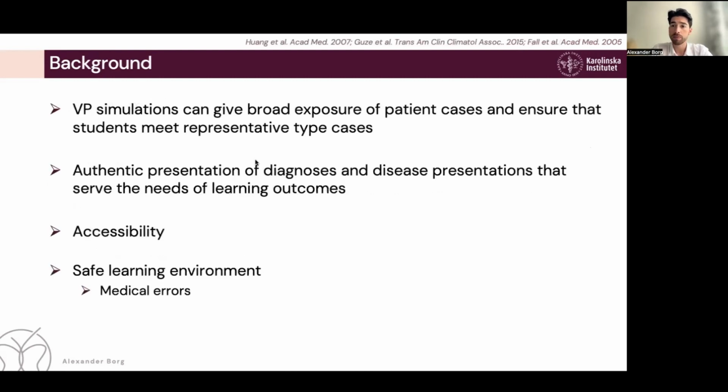They can give a broad exposure of patient cases and also ensure that students meet representative type cases. They give disease presentations that serve the learning outcomes and are very accessible and also a safe learning environment for students. They can explore this environment without the fear of performing medical errors.